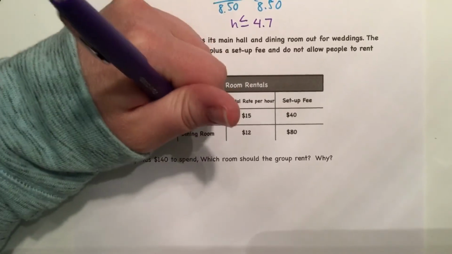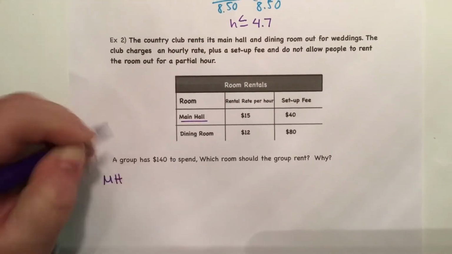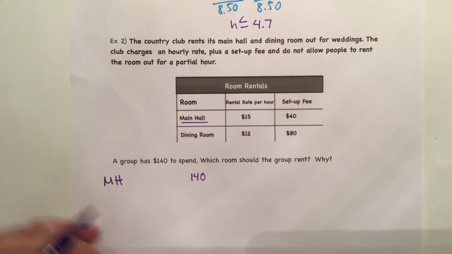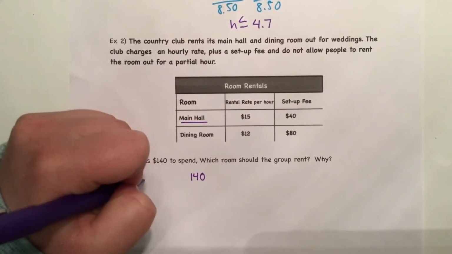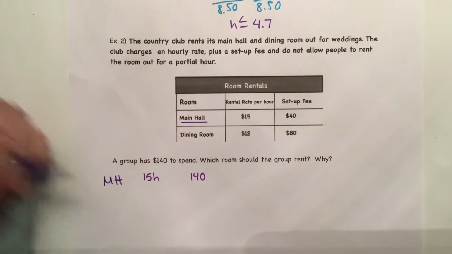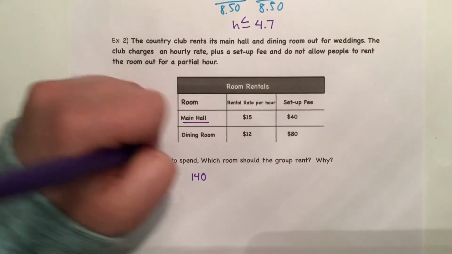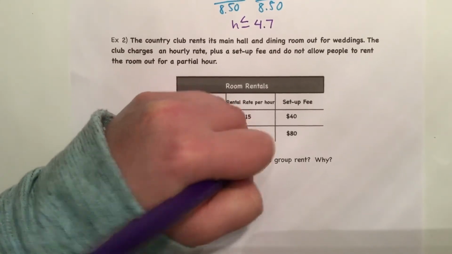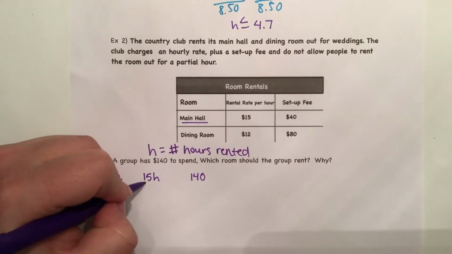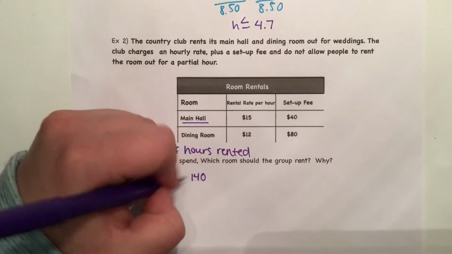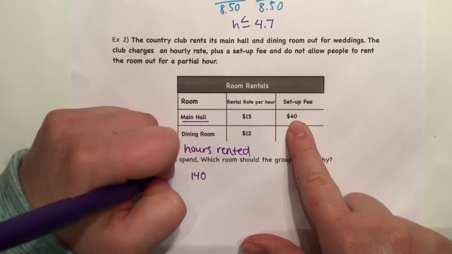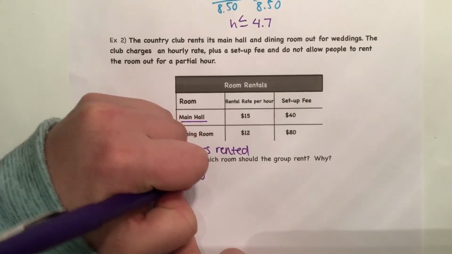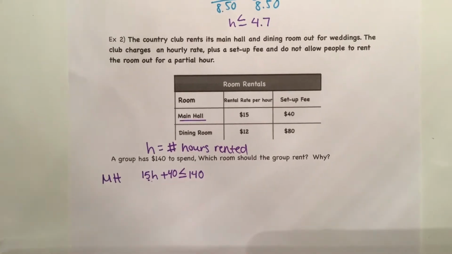So we're first going to do the main hall. And we know that they only have $140 to spend. And we know that they're going to have to pay $15 per hour, h being the number of hours rented. So they're going to be able to rent it for $15 times the number of hours plus a $40 setup fee. And we know that they cannot spend more than $140, so it's less than or equal to $140.